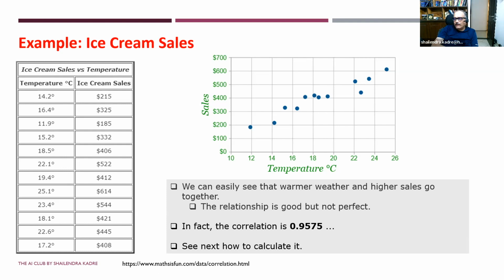Formula I'll tell you later. But first, just try to interpret how to interpret the unit. First learn that. The correlation value for this particular relationship between temperature and sales is 0.9575. Okay, it is not a perfect one. But if I tell you the correlation is 1, that means it's a perfect straight line.